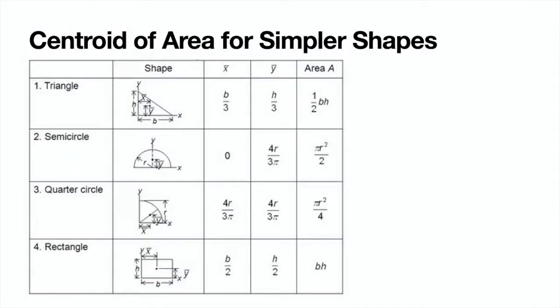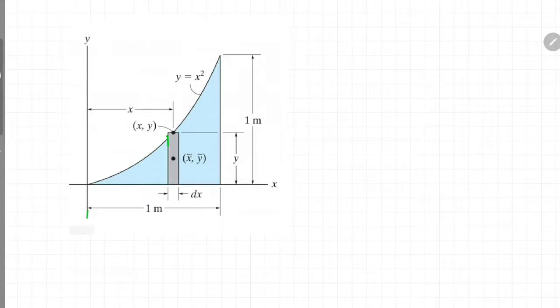Okay, you can refer to this table for the centroid of area for simple and basic shapes like the triangle or the rectangle or the semicircle. Okay, let's look at this example. In this example, you are required to locate the center of area for the blue boundary box.